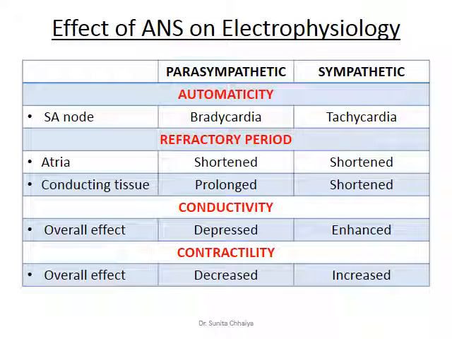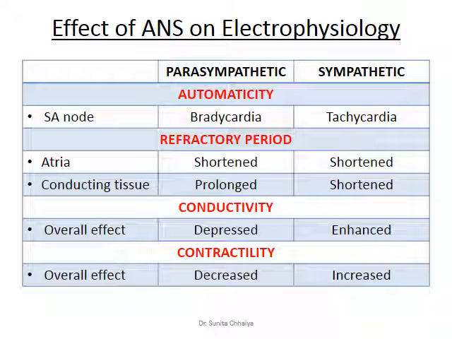Now you must be aware that the autonomic nervous system can also influence the electrophysiology of the heart, both the parasympathetic as well as the sympathetic nervous system. The parasympathetic nervous system reduces automaticity, mainly in the SA node, and produces bradycardia. The sympathetic nervous system produces tachycardia.